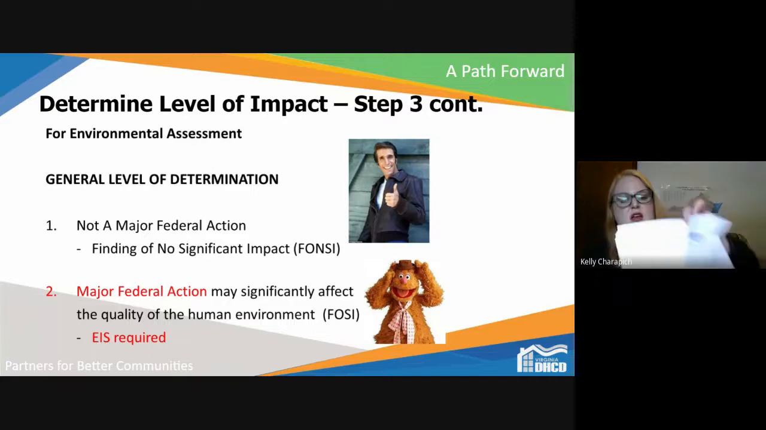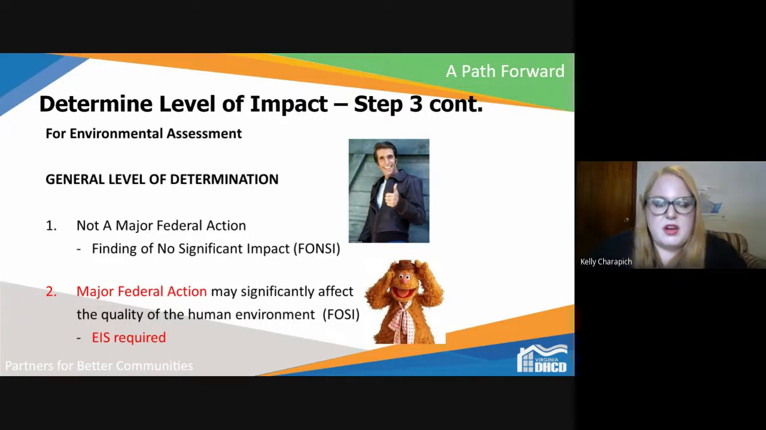So you finished your research. Now you have to determine your level of impact. And for full disclosure, I stole this way of remembering this from Michael Whitelock at HUD. I had a training a couple years ago to remember FONSI and FOSI. So hopefully you can remember this too. So there are 2 levels of determination. So the finding of no significant impact, also known as a FONSI, does not require an environmental impact statement. That is the level of determination you want. So your project is not going to significantly impact the environment.